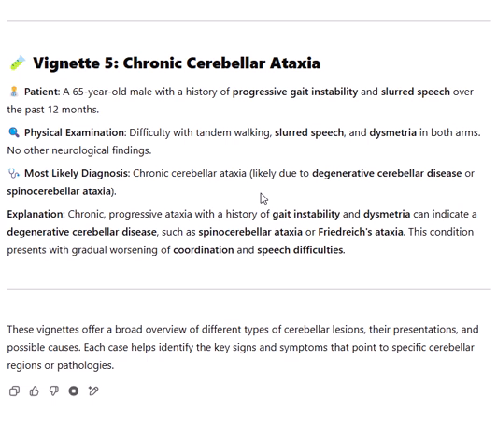Explanation, chronic progressive ataxia with a history of gait instability and dysmetria can indicate a degenerative cerebellar disease, such as spinocerebellar ataxia or Friedreich's ataxia. This condition presents with gradual worsening of coordination and speech difficulties.